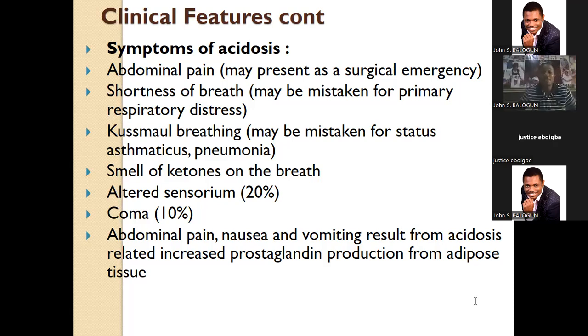Now, some of them present with shortness of breath. They have difficulty with breathing. You may mistake that for a primary respiratory distress. You may think it's pneumonia, not knowing that the patient is going into respiratory failure because of diabetic ketoacidosis. Some of them present with what we call Kussmaul breathing. Kussmaul breathing is a deep, labored breathing. And when you see a patient who comes like that, you may think that the patient has asthma.